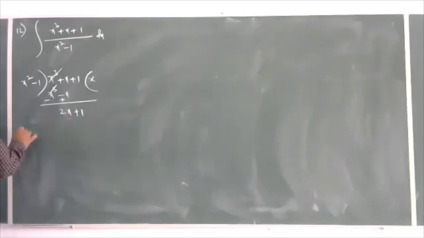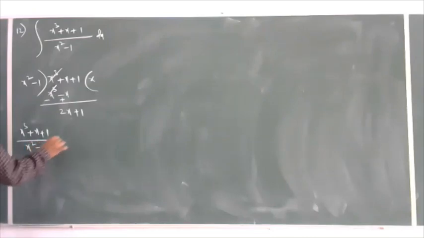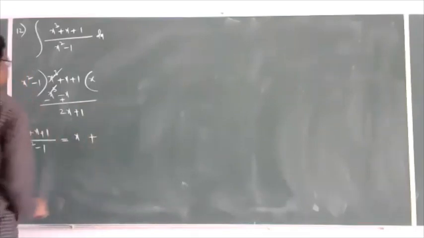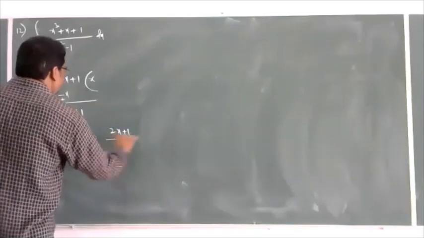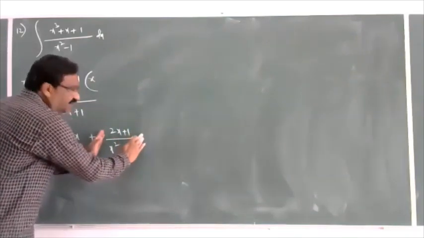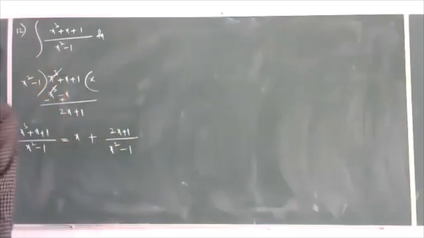By using the remainder theorem, (x cube plus x plus 1) by (x square minus 1) is equal to x plus (2x plus 1) by (x square minus 1). The given improper fraction is made into a mixed fraction like that, that is x plus (2x plus 1) by (x square minus 1). Then you take this term separately. This is a proper fraction. You take this separately.